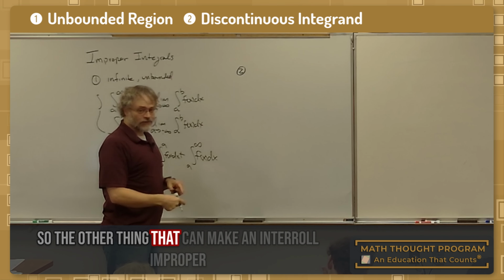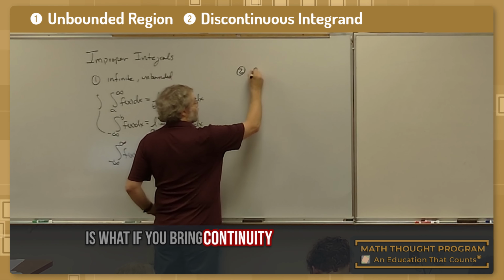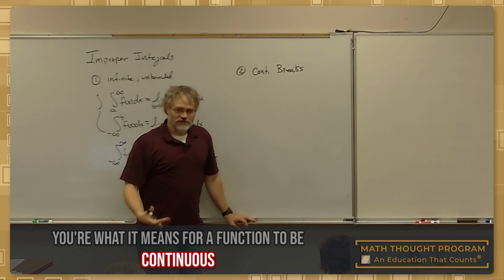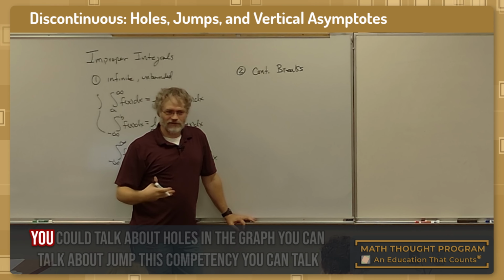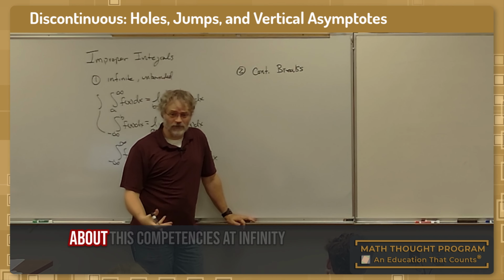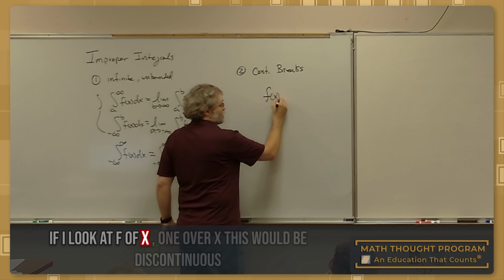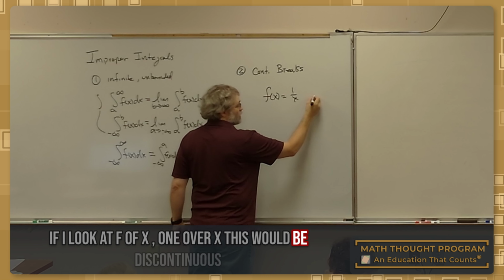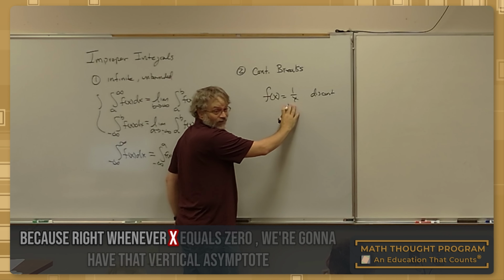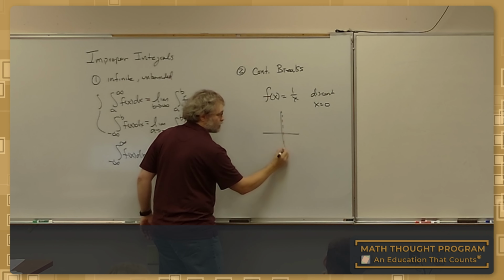So the other thing that can make an integral improper is, what if you break continuity? You remember what it means for a function to be continuous? You can talk about holes in the graph. You can talk about jump discontinuities. You can talk about discontinuities at infinity. If I looked at f of x, 1 over x, this would be discontinuous because right whenever x equals 0, we're going to have that vertical asymptote.